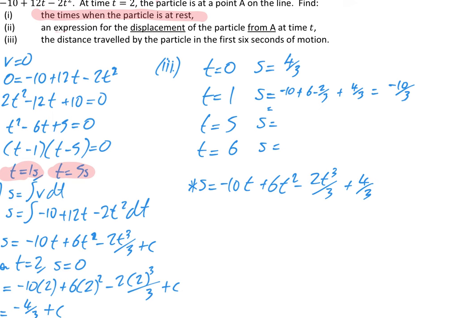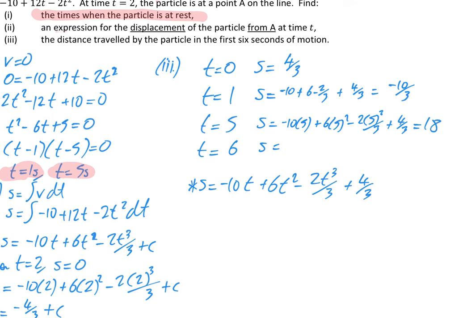The next one then, when t is equal to 5, you're going to have minus 10 times 5 plus 6 times 5 squared minus 2 times 5 cubed over 3 plus 4 over 3. And when you work that out, what will you get? I have got 18.